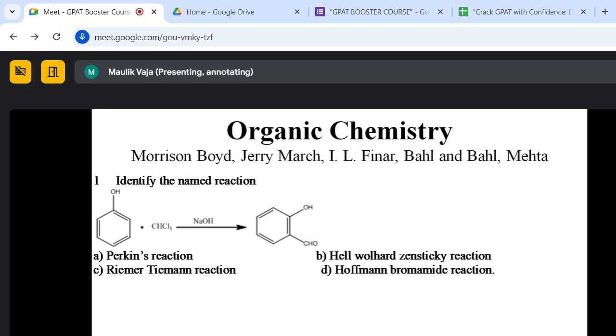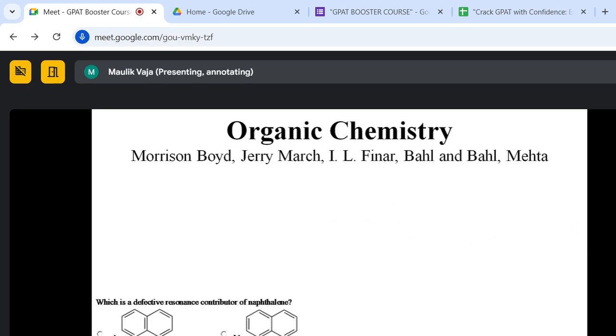It is the Reimer-Tiemann reaction. Chloroform and NaOH react together to give an aldehyde. Salicylaldehyde is formed in this reaction, and this is the first reaction for the synthesis of aspirin. Then salicylaldehyde is converted to salicylic acid, and salicylic acid is converted to acetyl salicylic acid, that is aspirin. So this is the Reimer-Tiemann reaction.